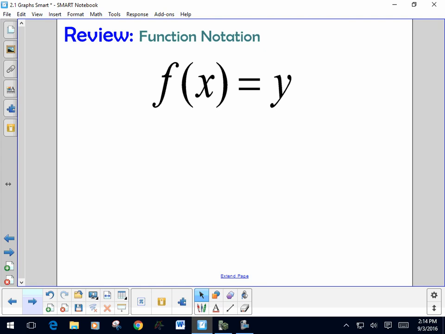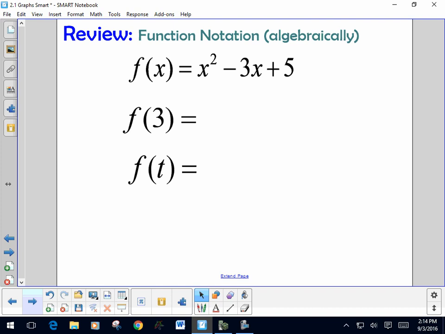When you see some sort of function notation like f of x or g of x or c of x, remember that notation f of x is a y value. We use function notation for a few reasons, one of which is just because it preserves the input or the x value, but f of x itself is a y value. So when you see the function f of x equals x squared minus 3x plus 5, it's like y equals x squared minus 3x plus 5.